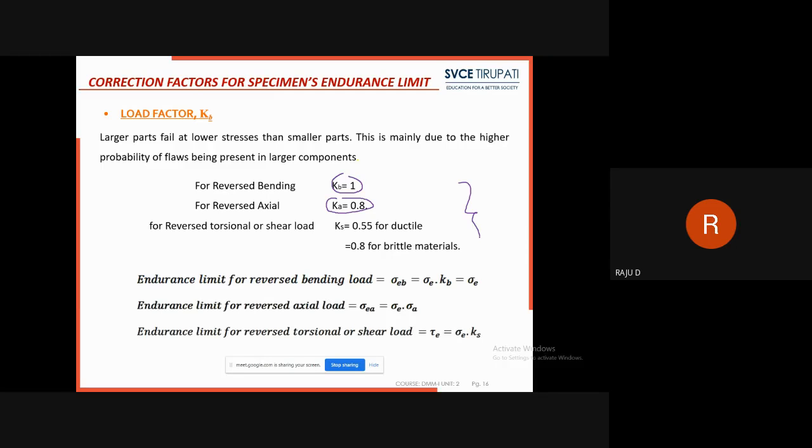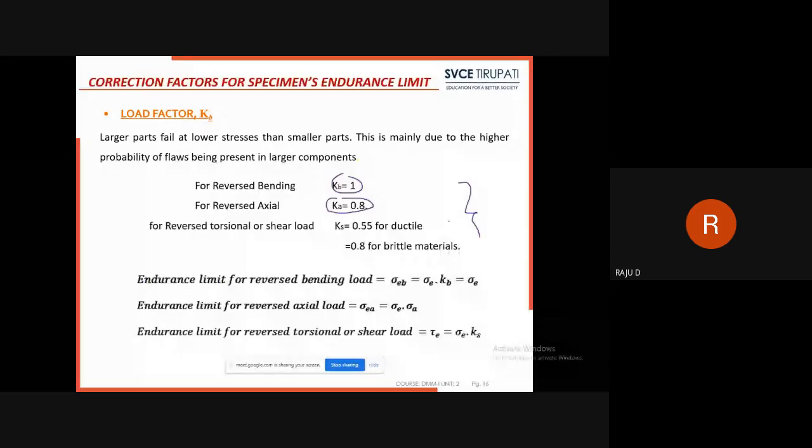I think up till now all of you know how to take the value of K surface factor, K size factor, load correction factor. Any doubts? No doubt, sir. Okay. Why am I telling these things? These three are very important. If you take any problem, first note down all these values, then only substitute in the given equation. So load correction factor for bending is 1, axial is 0.8, for shear 0.55 for ductile material, 0.8 for brittle material.